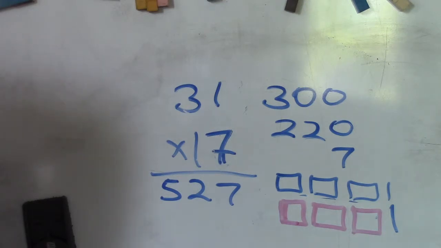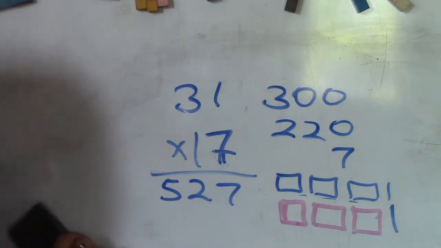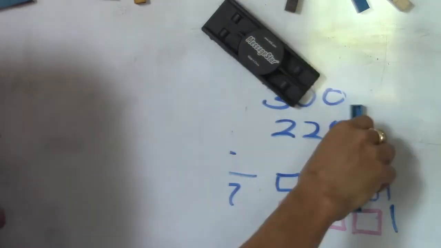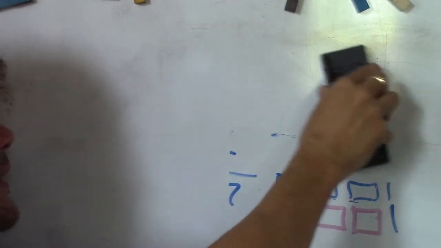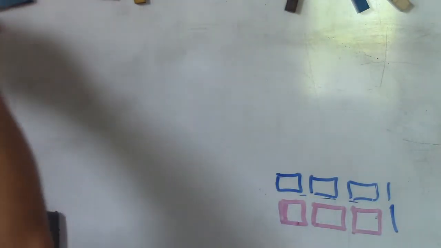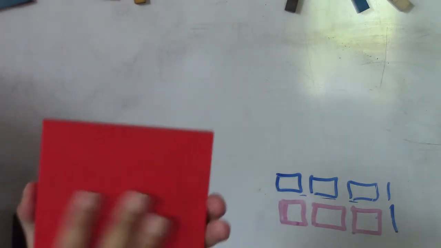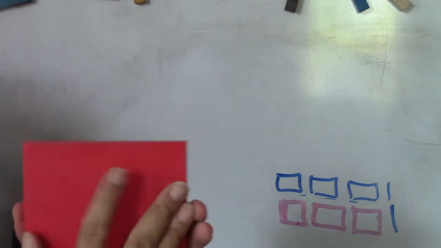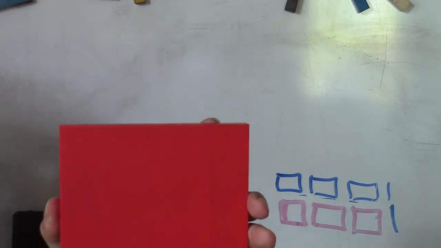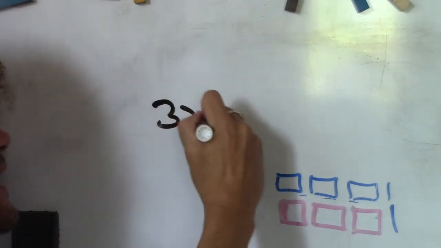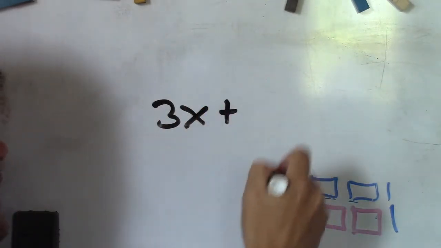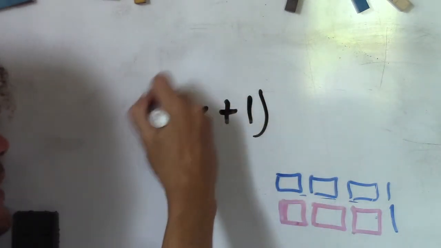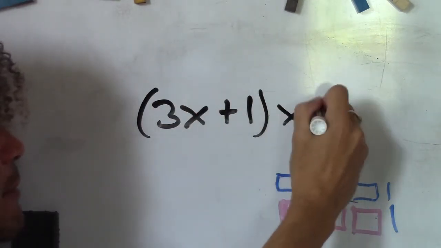Okay, you know what we could do? I'm going to change this into algebra. Same picture, but now we're going to name the blocks different things. So on the smooth side, what's this thing called? This one. X squared, all right. So here's what I'm going to say. I'm going to change this into 3x plus 1 times x plus 7.